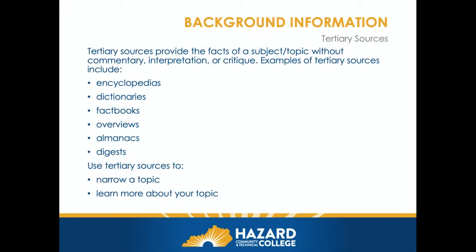Background information includes what we call tertiary sources. So you have primary sources, secondary sources, and then tertiary. Tertiary provide the facts of a subject without any kind of commentary or critique. These tend to be your encyclopedias, dictionaries, overviews, digests, indexes, maybe just anything that provides you with factual information. So these are your reference type materials.